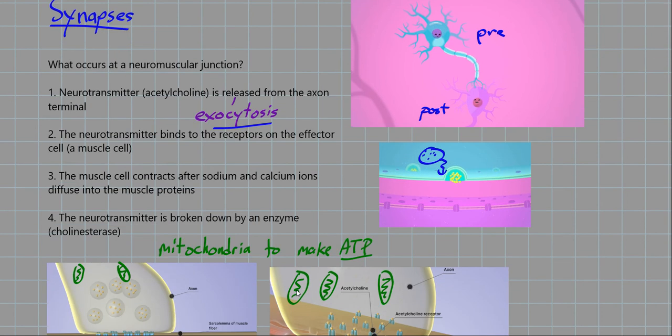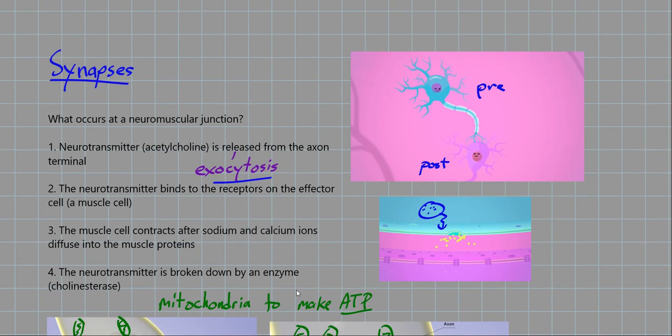At the junction between two neurons, or at the junction between one neuron and something like a muscle cell, we have synapses. So if it's between two nerves, we call it a synapse. But if it's between a nerve and a muscle cell, we call it a neuromuscular junction, which is a cool phrase, but it's also a synapse.